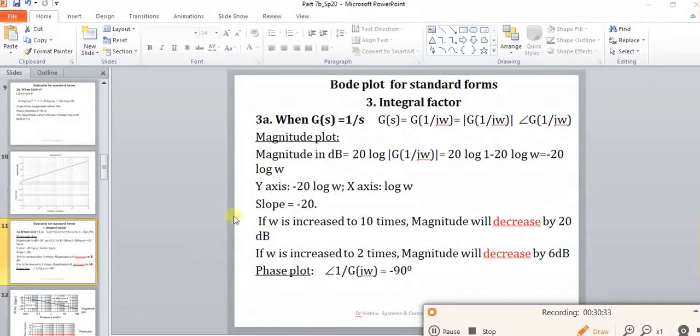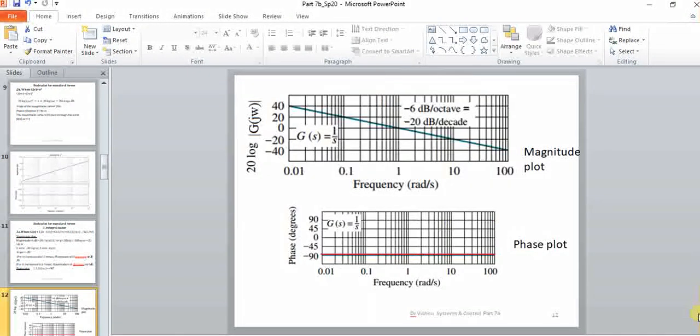That means if you increase the frequency by 10 times, the gain will decrease by 20 decibel. And if you increase omega by 2 times, that is octave, the gain will decrease again by 6 decibels. Now coming to the phase plot, the phase will be minus 90 degree. That means whatever we did for g of s equal to s will be reversed here. So now g of s is 1 over s. You can see the line is coming down, means it is a negative slope, minus 20. Now the phase is minus 90.